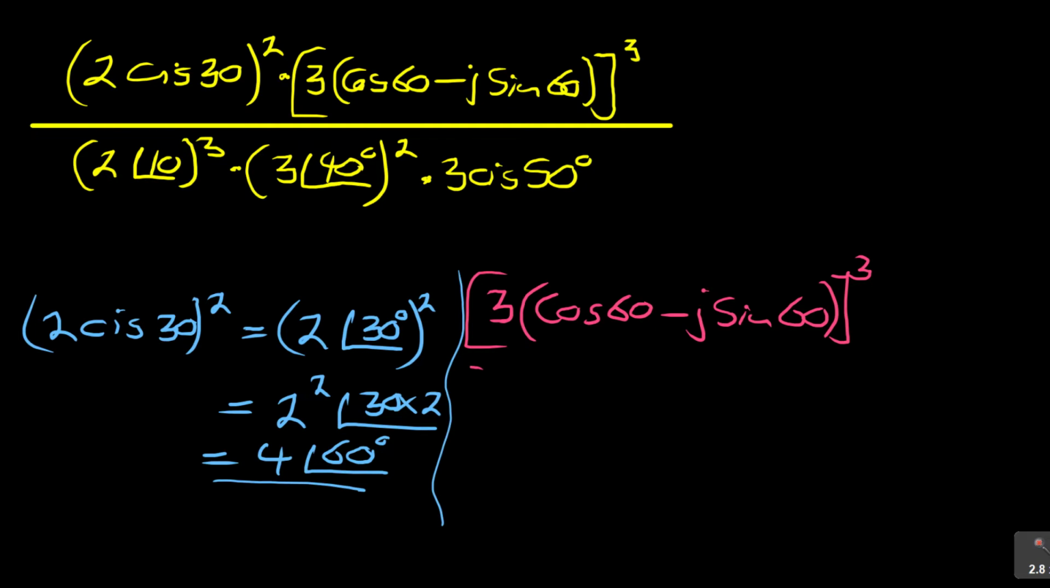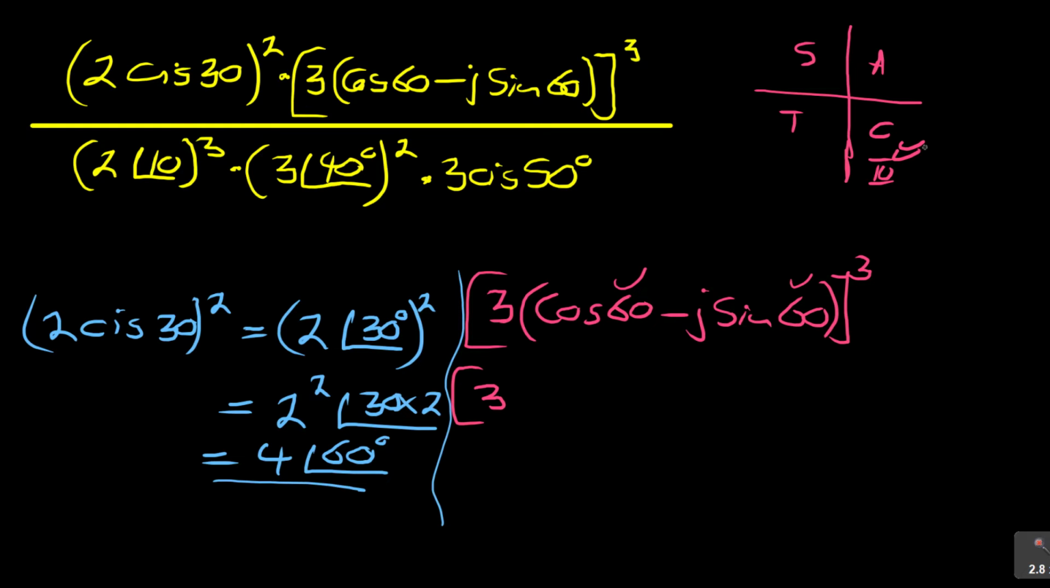This is same as saying 3 cos 60. Now this is minus sine 60, meaning negative sine 60 is in the 4th quadrant. So if you remember the CAST diagram, all students take chemistry, negative sine 60 is here, which is in the 4th quadrant. That's where cos is positive and sine is negative.